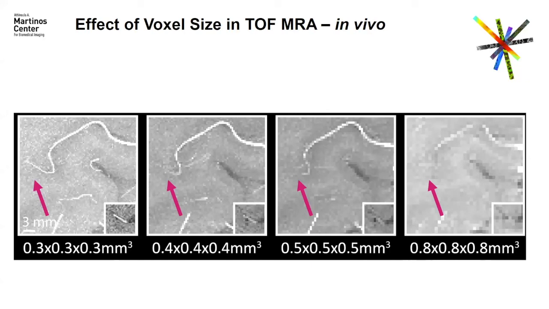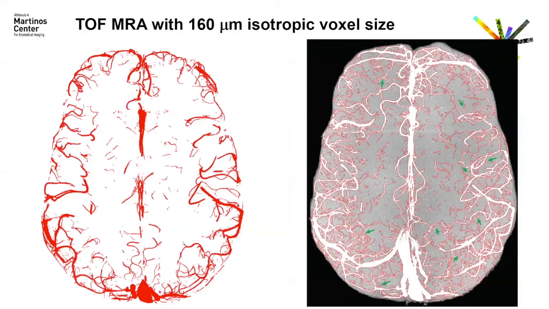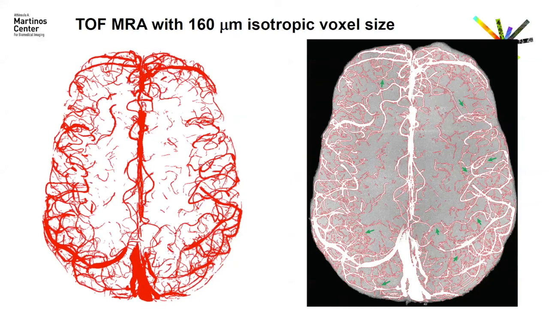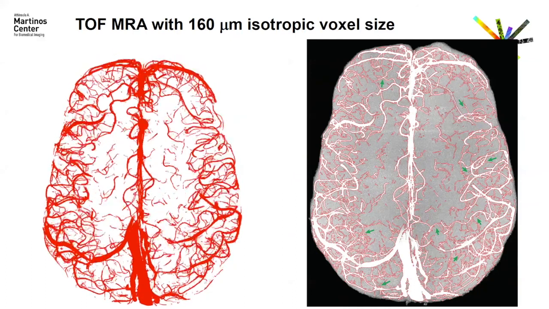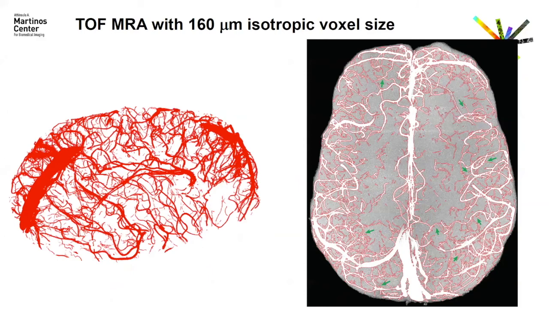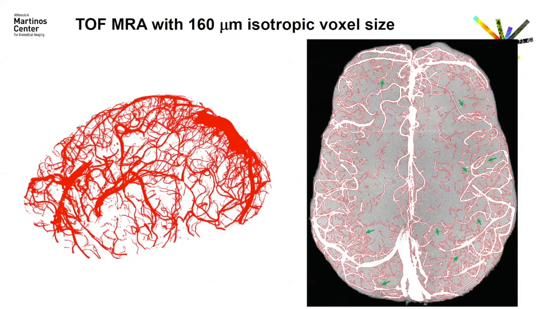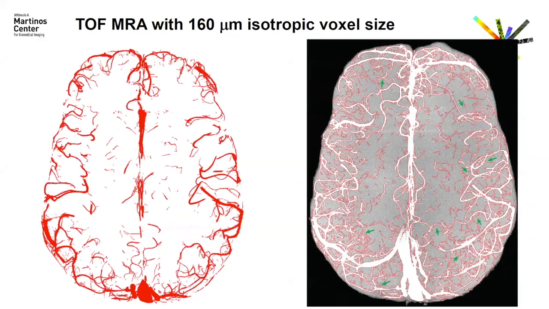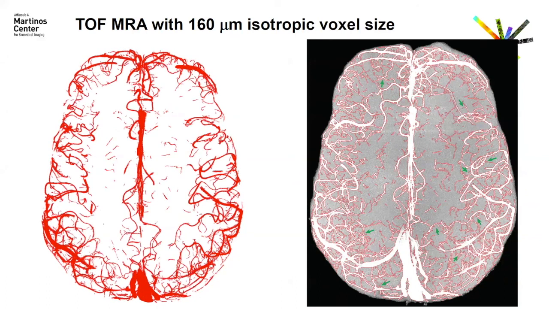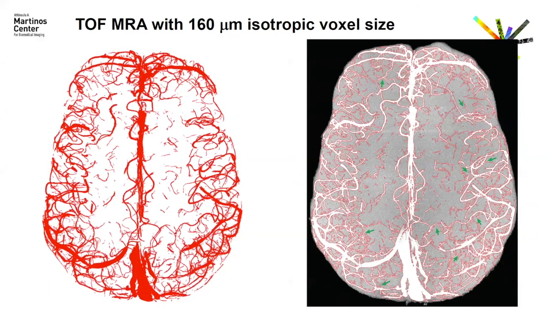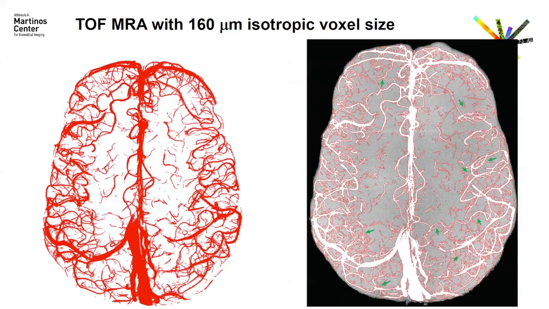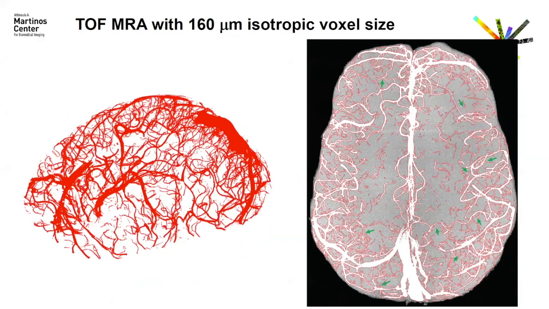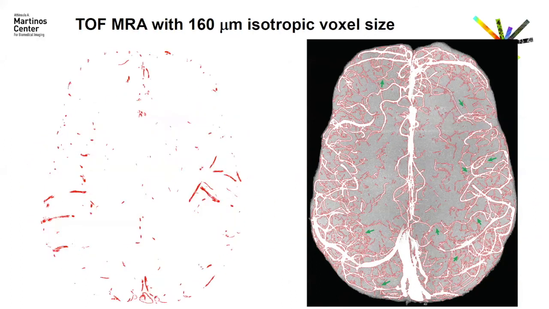That motivated us to try a 160 micron isotropic scan. That's nearly 2 hours of scan time to get half a brain coverage. But you can see, it's really better on the right probably, that we really start to resolve these tiny, tiny branches. So it shows that we can actually map the Pial Arterial Vasculature in vivo using this contrast.